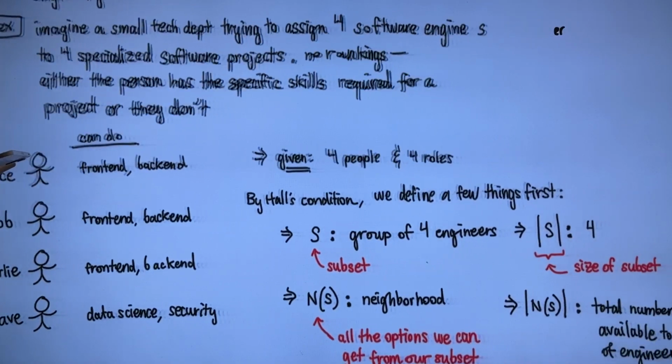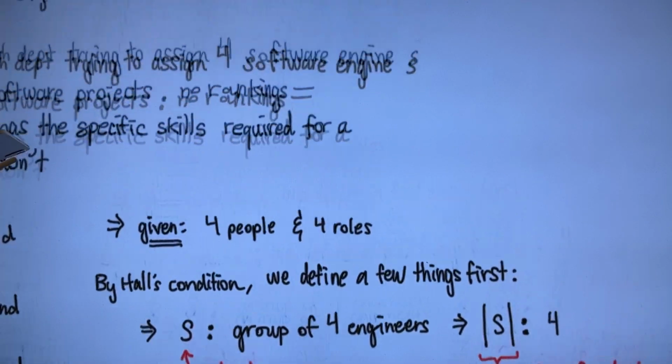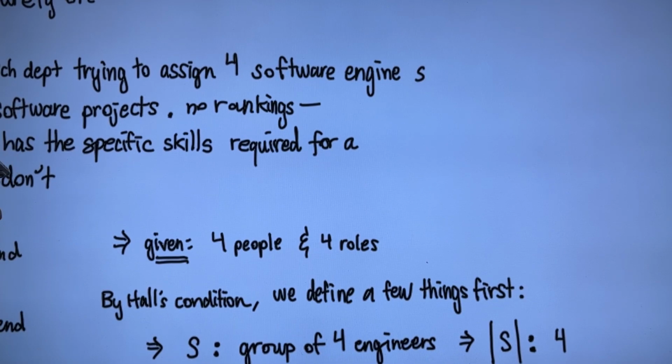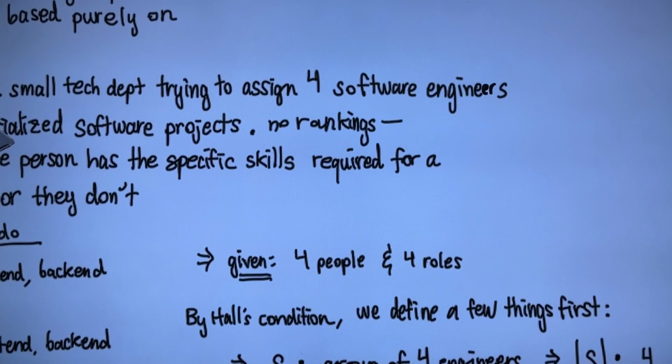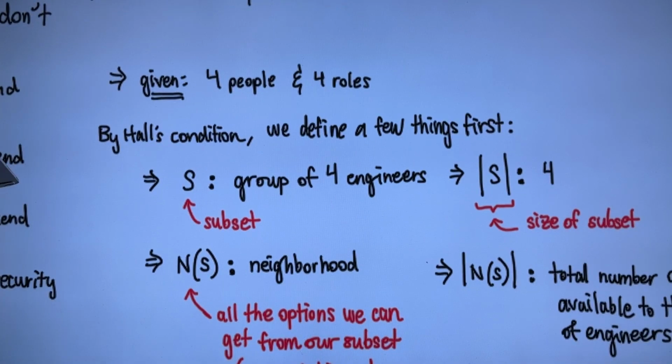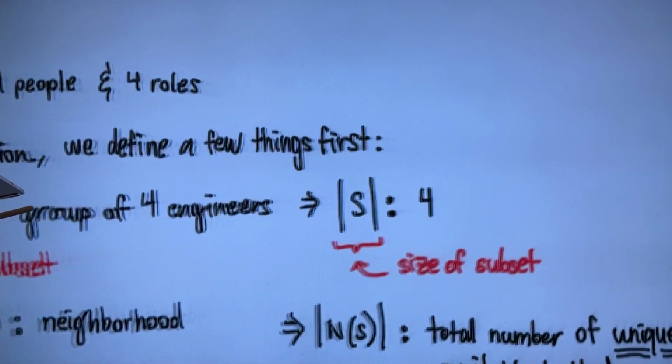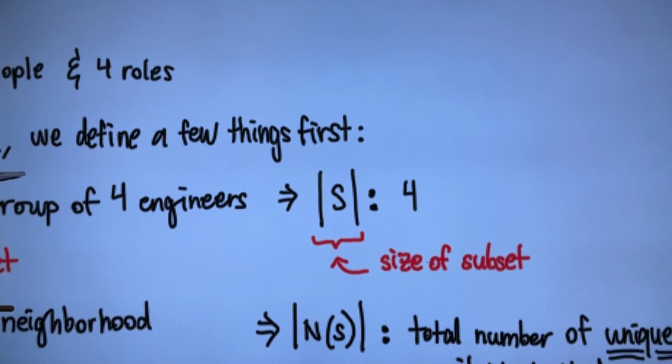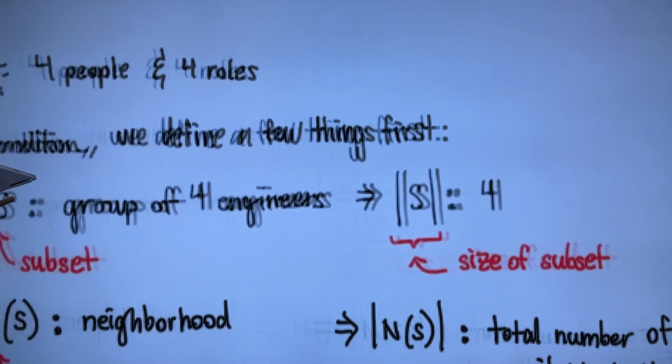So by Hall's condition, we define a few things first. We define S, which is a subset. In this case, it is our group of 4 engineers, which means if you take the absolute value of S, that just gives you the size of the subset. Pretty simple. So in this case, it's 4.